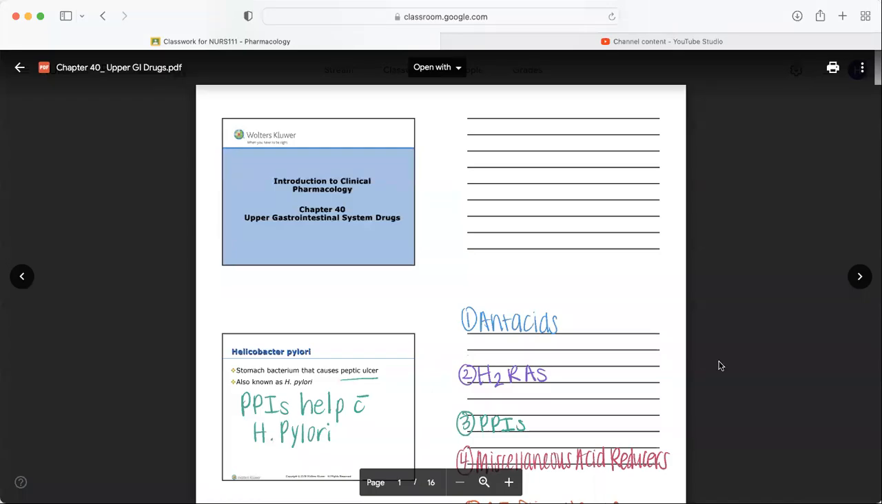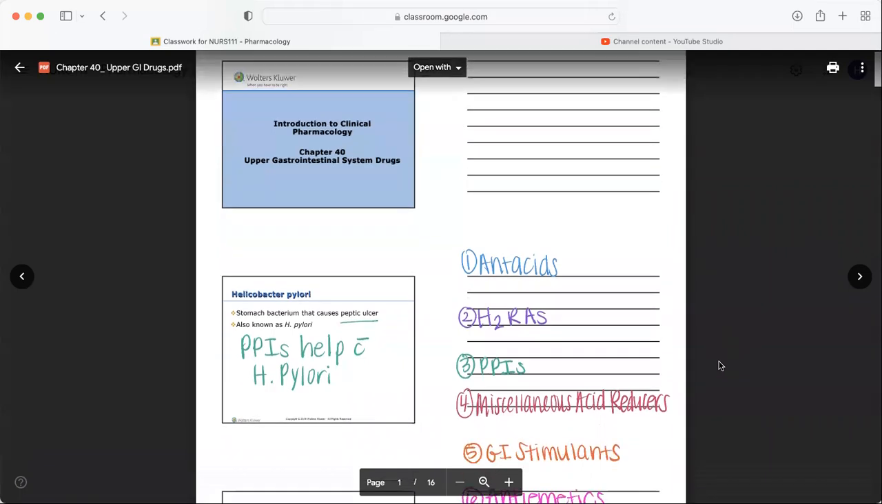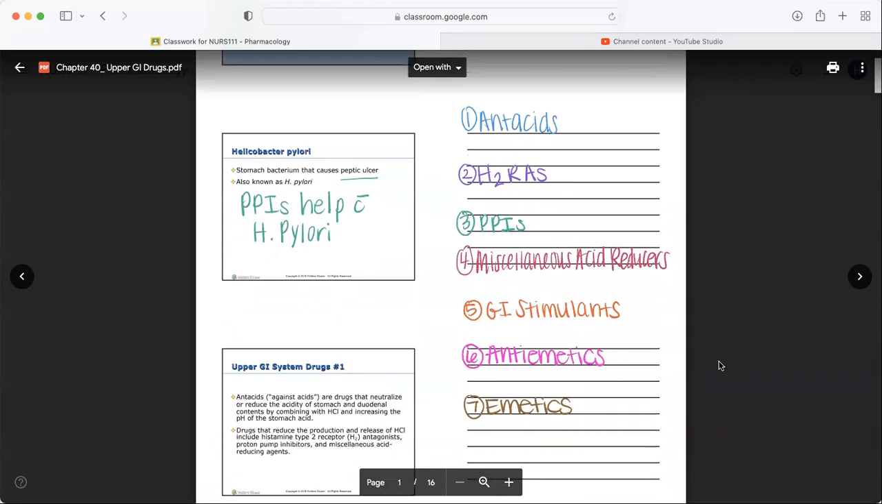Okay, let's talk about chapter 40, gastrointestinal system drugs. There are a bunch of different types of gastrointestinal drugs that we're going to talk about. Today, we're going to talk about 7 in this chapter, chapter 40.